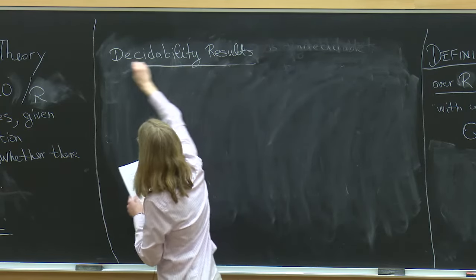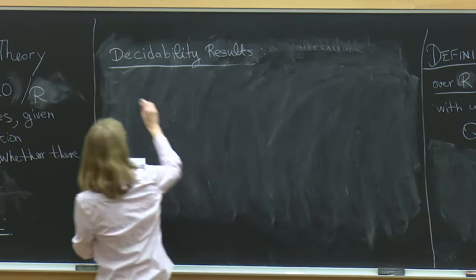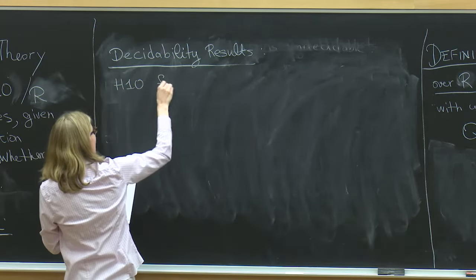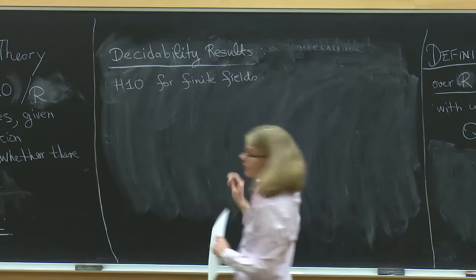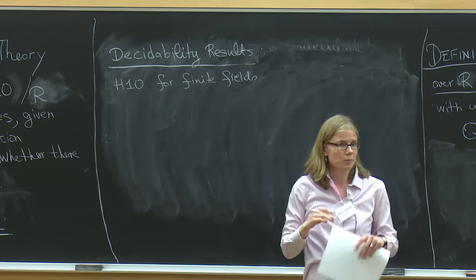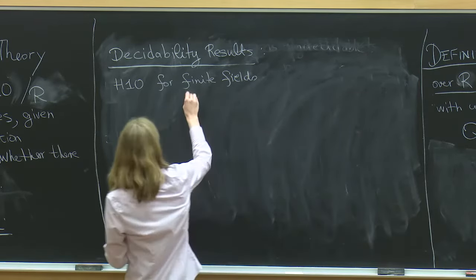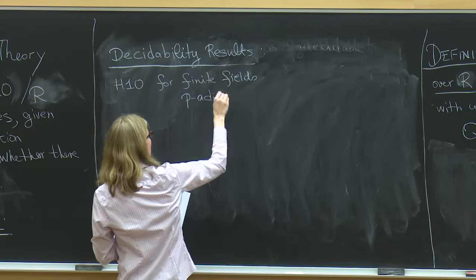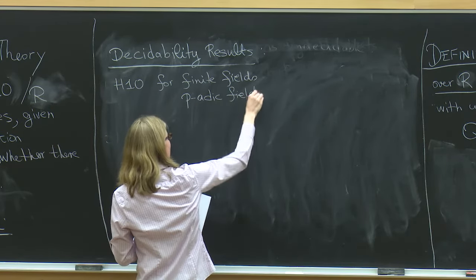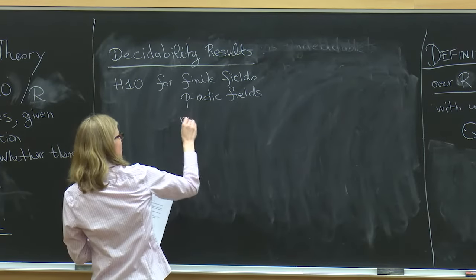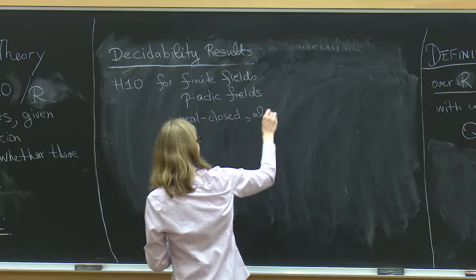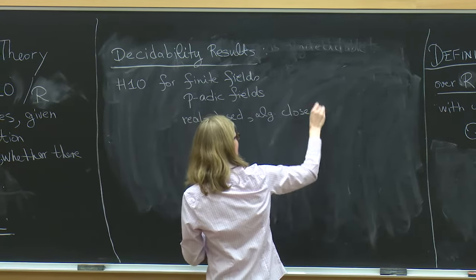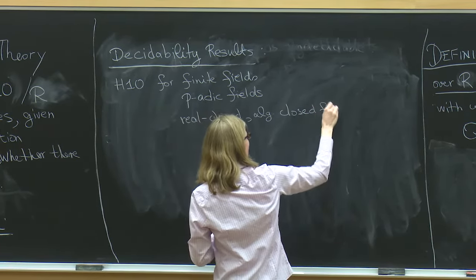So here are some decidability results. Obviously, the problem is decidable for finite fields because you can just loop through all possible tuples, plug them in, and see if there is a solution. It's also, because of Hensel's lemma, possible to do it for p-adic fields and also for real closed fields, and, of course, algebraically closed fields. For the real closed fields, the technique is called elimination of quantifiers and was done by Tarski.